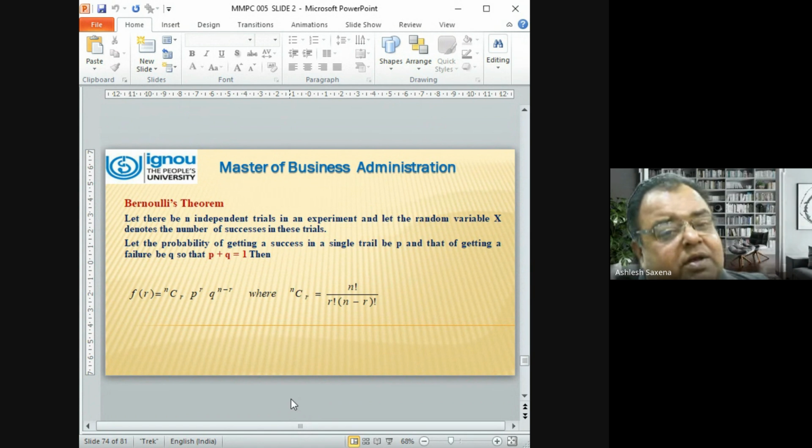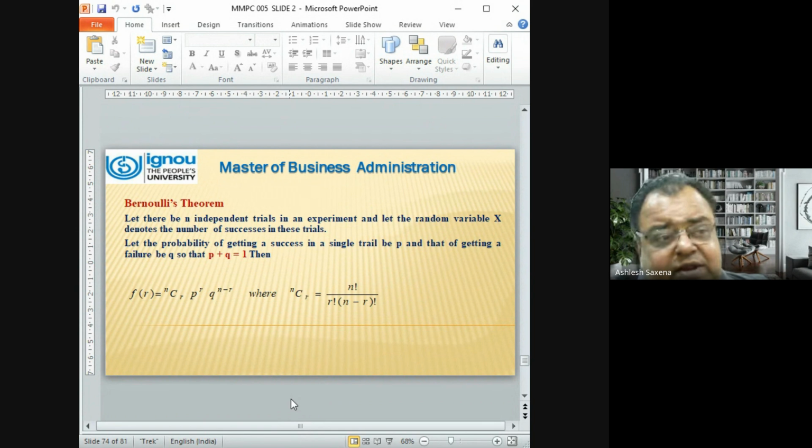0 factorial is 1. Remember that thing. 0 factorial is 1. 1 factorial is 1. 2 factorial is 2. 3 factorial is 6. Now the question arises how these numbers come.